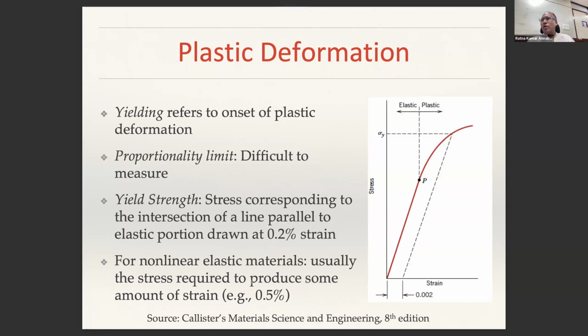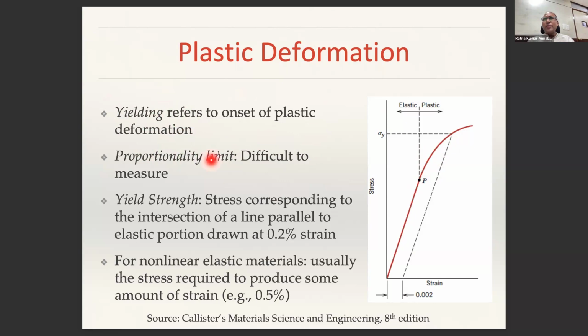Okay. So here you have this initial elastic limit, and this point P is what we call the proportionality limit, beyond which the material starts getting into the plastic range. So we talk about yield strength. Yielding refers to the onset of plastic deformation. Whenever the plastic deformation starts, that is when we say that the material started yielding.